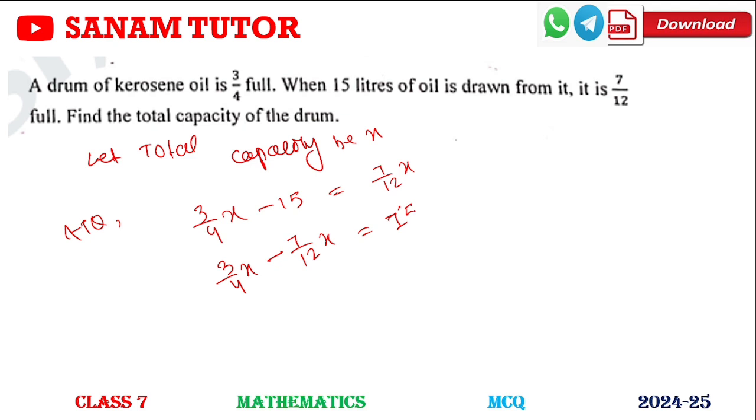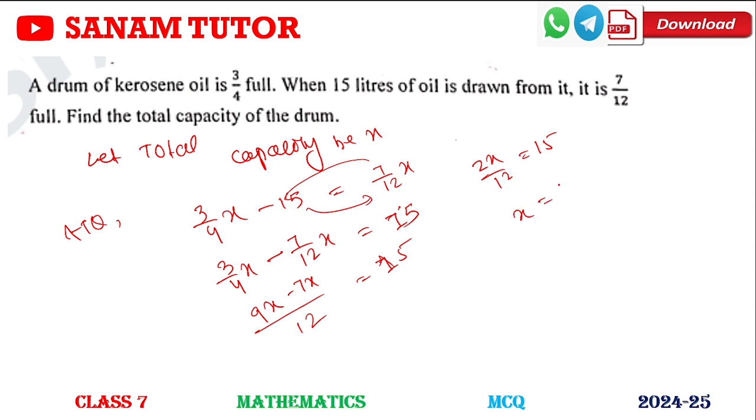Now take the LCM as 12. So 9X minus 7X equals 15 into 12. So 2X by 12 equals 15. So X equals 15 into 12 by 2, that is 15 times 6, which is 90. So the total capacity of the drum is 90 liters.